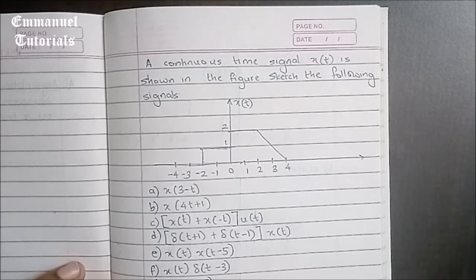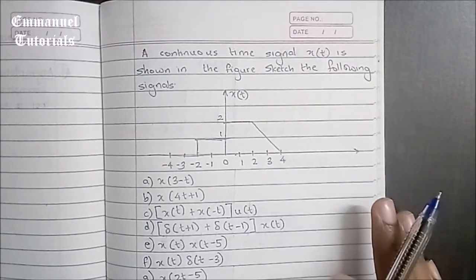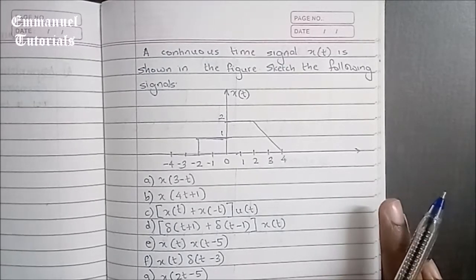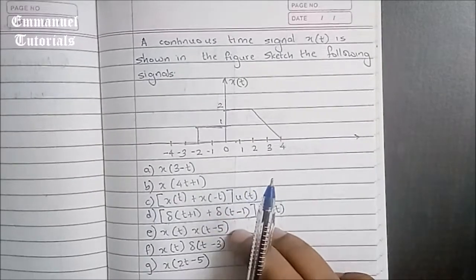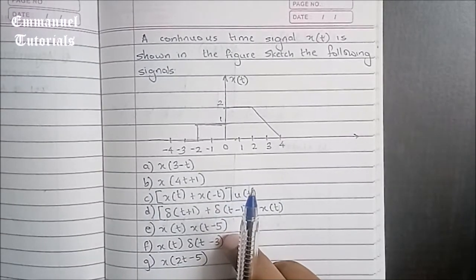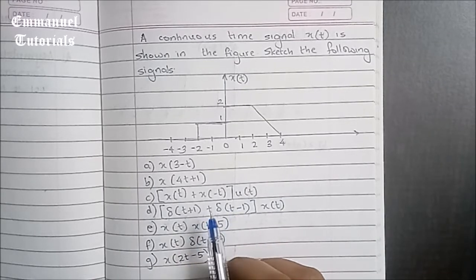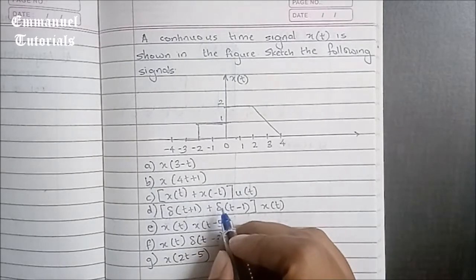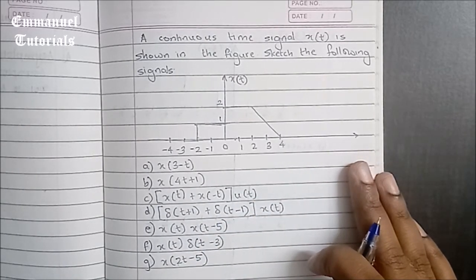Today we are going to see examples related to shifting, time scaling, time reversal, plus something new, that is multiplication of signals, and also operations on time using delta signals or unit impulse signals. So let's start. This is also a question asked by a student in the comment section.